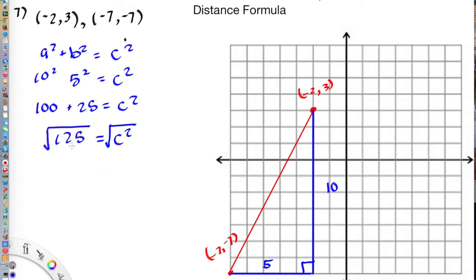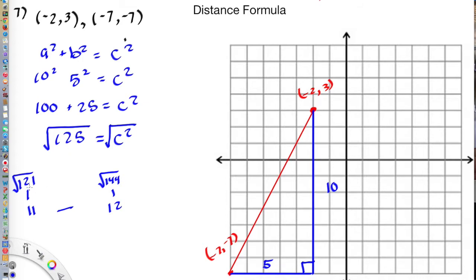And we know that the square root of 125 is somewhere between the perfect squares of 121 and 144. Okay? The square root of 121 would be 11. The square root of 144 would be 12. So we know it's 11 point something. How do we get that point something? Well, we've done this before. We're estimating the square root of 125.